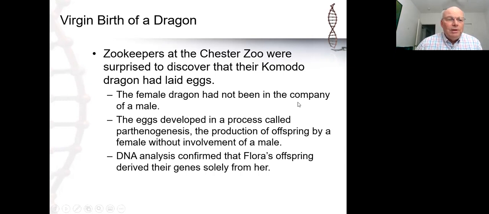So the current edition of the textbook talks about a female shark in Australia that started to produce offspring in the absence of a male. This process is called parthenogenesis, and it's not unusual, although it is rare in the animal kingdom, for parthenogenesis to take place. We know of a number of species where this is possible.